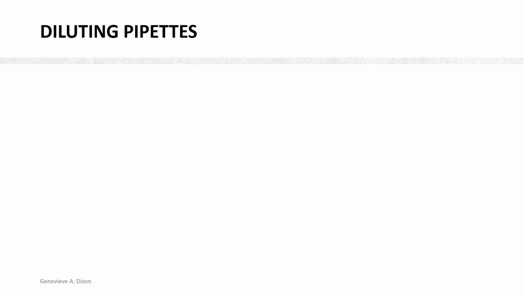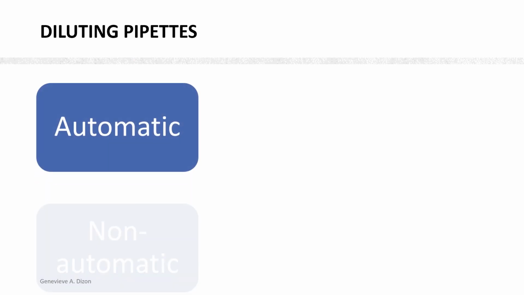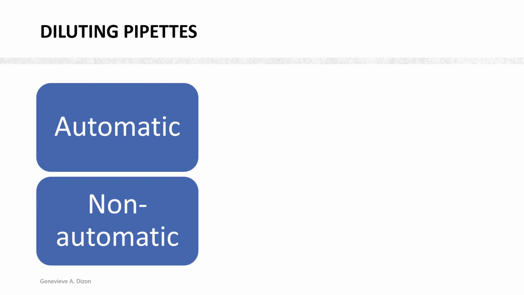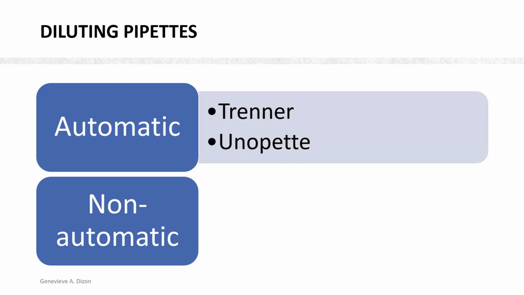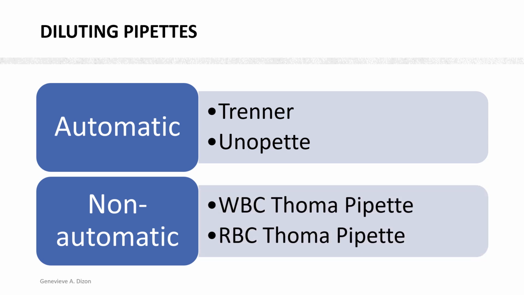There are two categories for diluting pipettes. We have the automatic and the non-automatic diluting pipettes. Automatic pipettes include the Trenner and the UNOPETTE, and non-automatic pipettes are the THOMA pipettes used for white blood cell and red blood cell count.